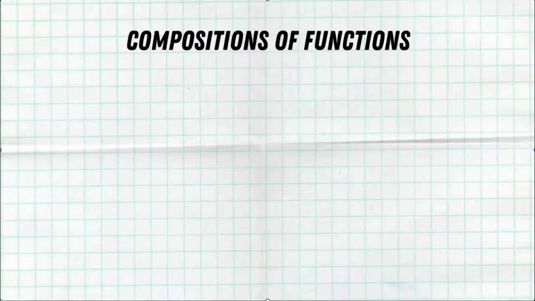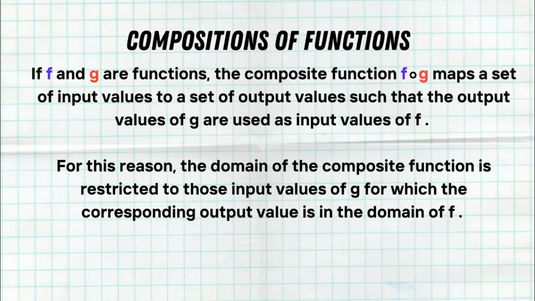All right, without further ado, let's continue talking about compositions of functions. So let's start off with the definition of what we mean when we talk about compositions of functions. So if f and g are functions, the composite function f of g, and that little open circle is what we mean by "of." It's f composed of g.